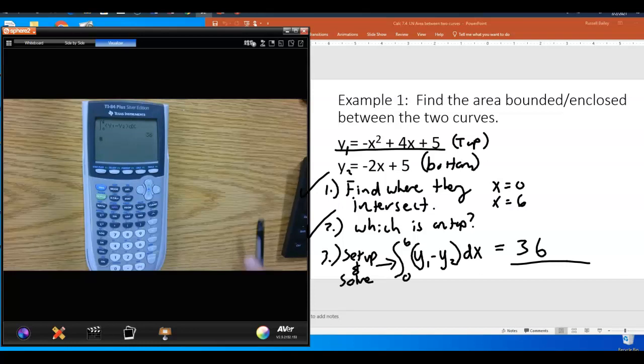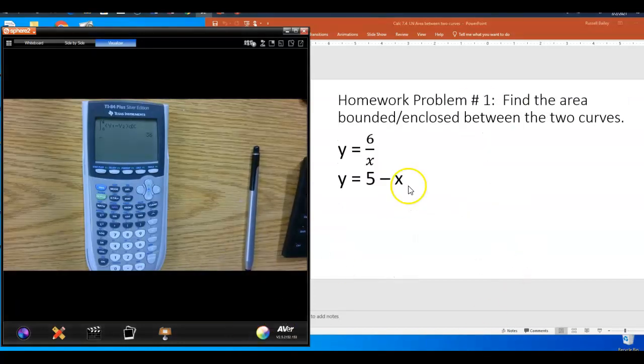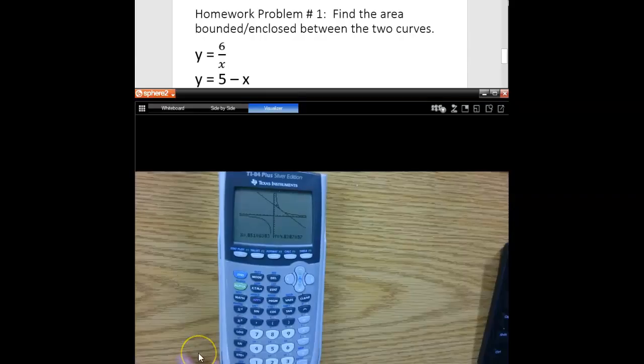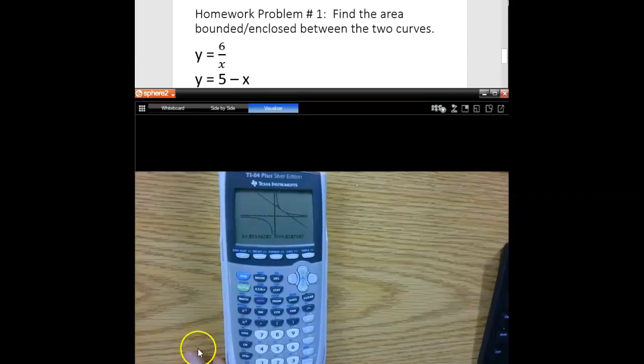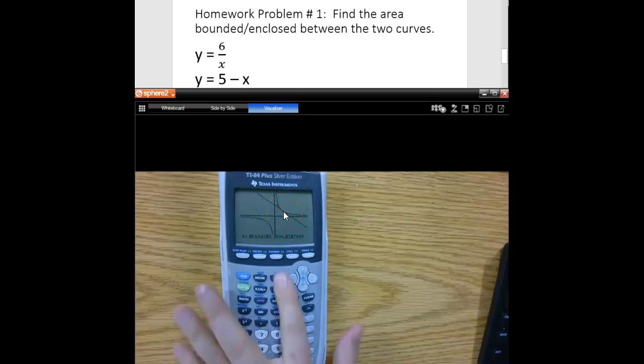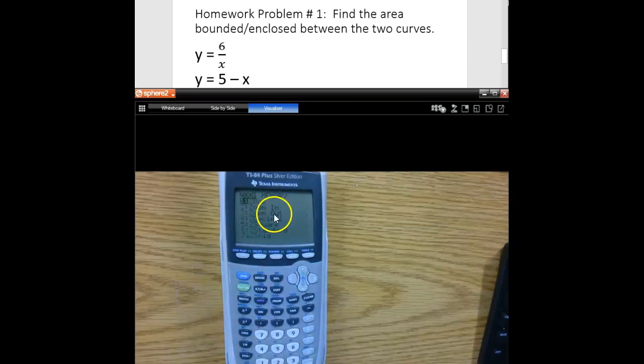All right, so let's go ahead and have you guys try one of these real quick. Homework problem number 1. Go ahead and pause the video here and see if you can get this one. This is what it would look like if you graphed it, and it looks like they're crossing somewhere in here, but it's really hard to see. So I'd recommend using the zoom on this one to see a little bit closer what it looks like.